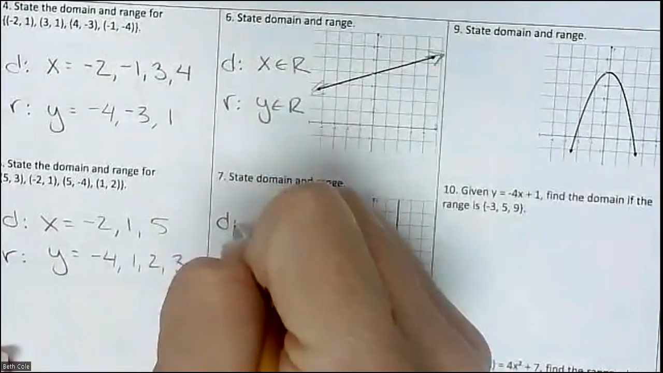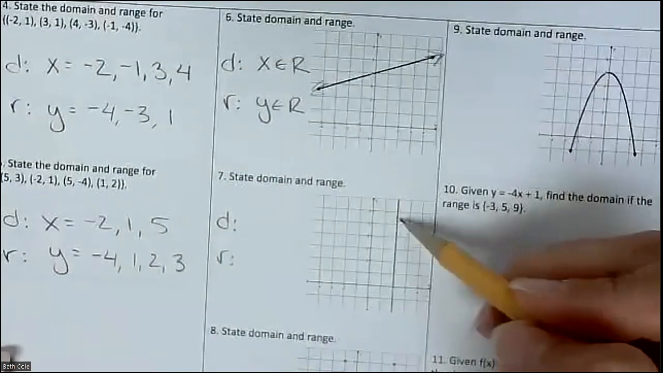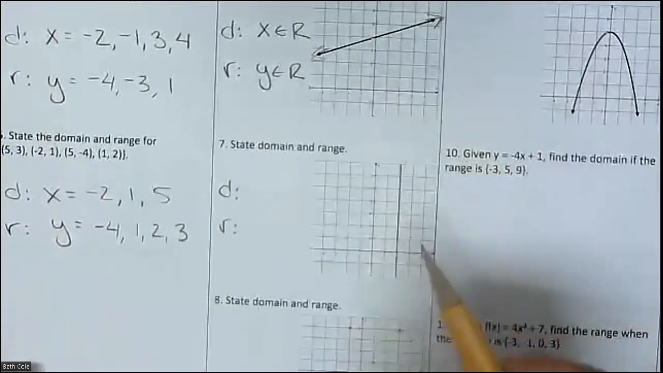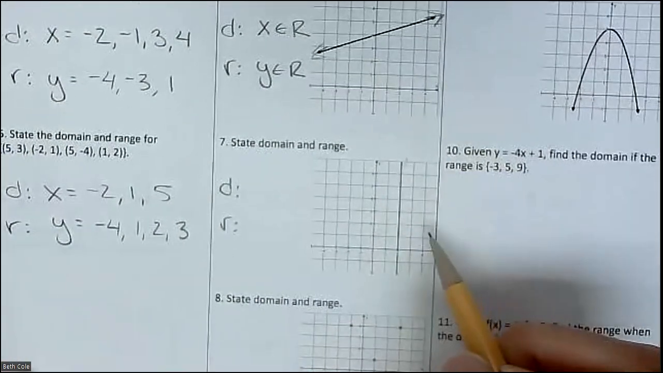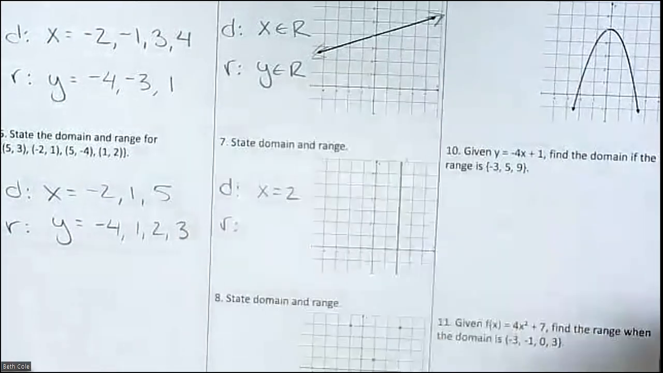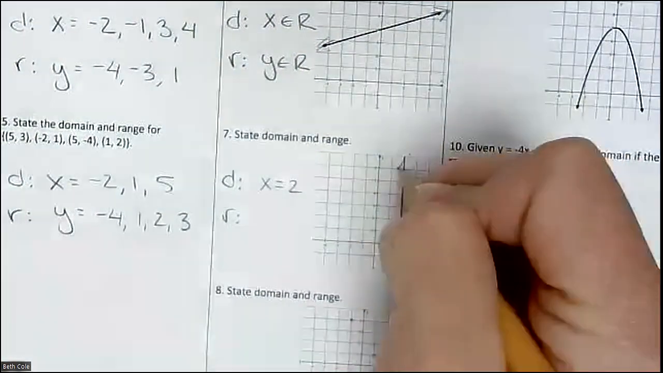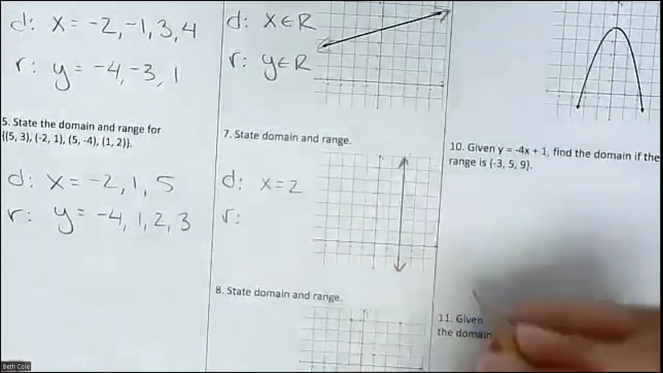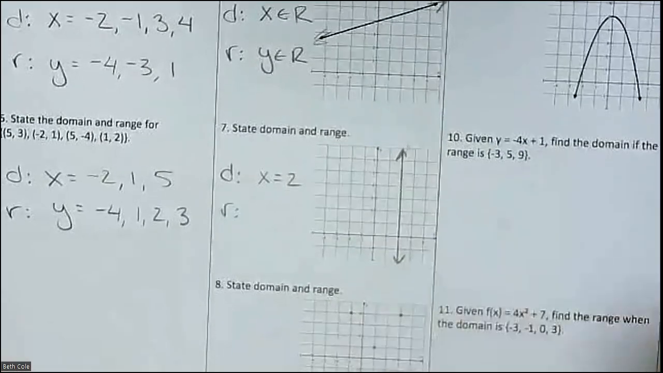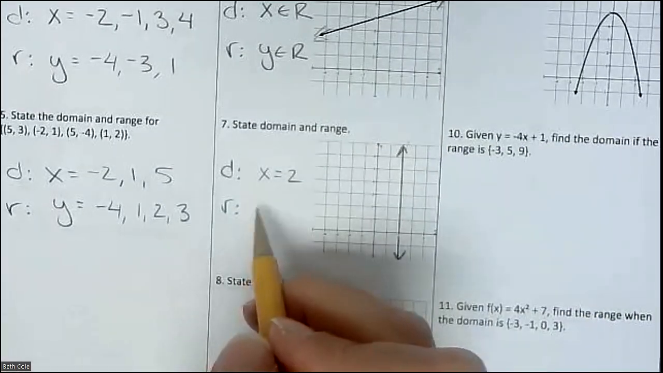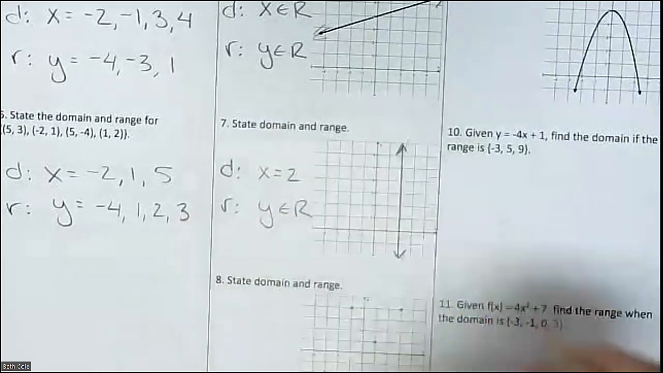Right? For this one, what is the only number you're getting for the domain? What is the only X number that there is here? 2 is it. It's just X equals 2. What is your range though? Since it goes upwards and downwards forever, what is your range going to be? Yeah, all reals. And just make sure you put Y.